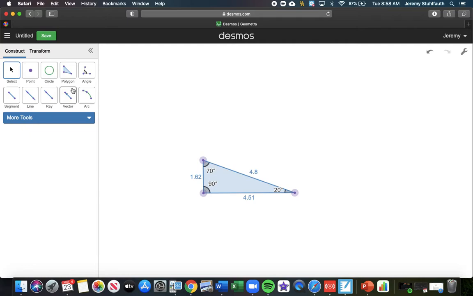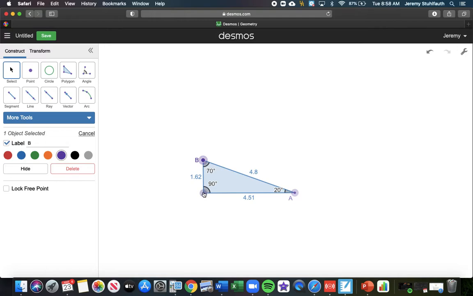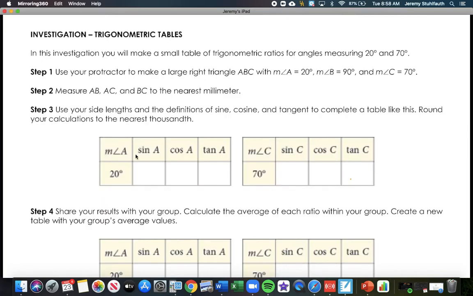So we'll label this A, and we'll label this B, and we'll label this C. And if we go back to our notes, we want to find sine of A, cosine of A, tangent of A if A is 20, and we want to find, if the measure of C is 70, sine C, cosine C, and tangent C.